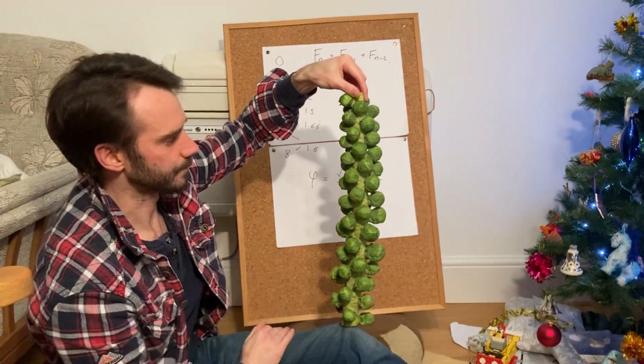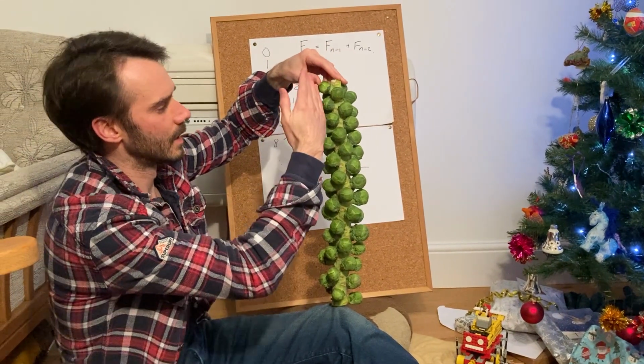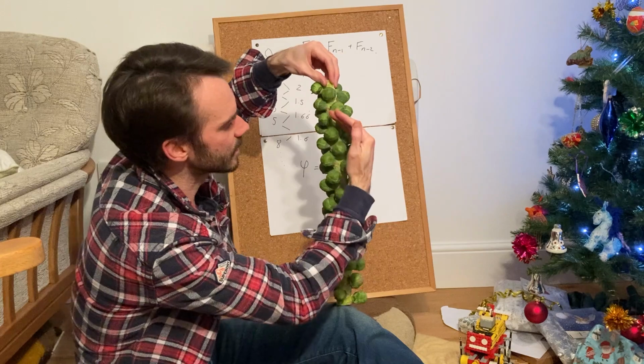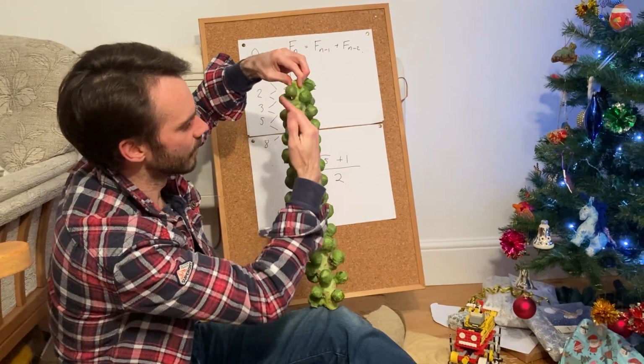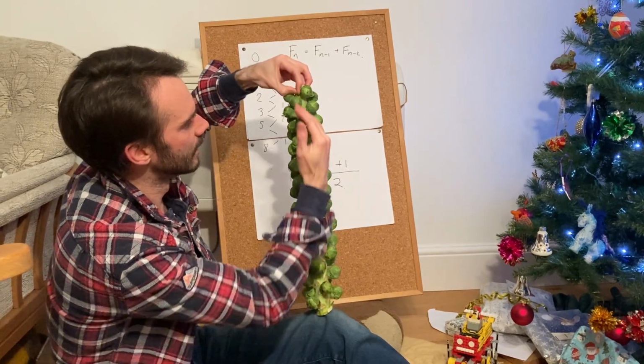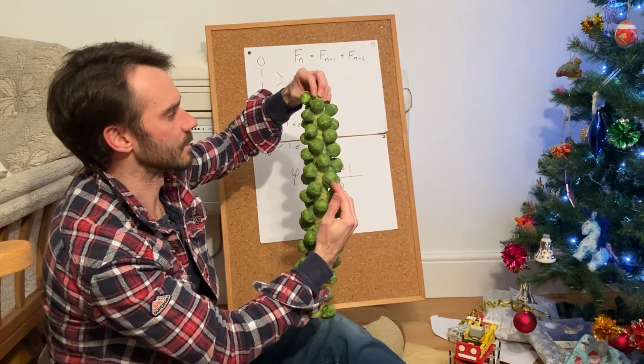more shallow. And if we count those up as we go round, starting with this one here, we've got 1, 2, 3, 4, 5 of these left-hand spirals.